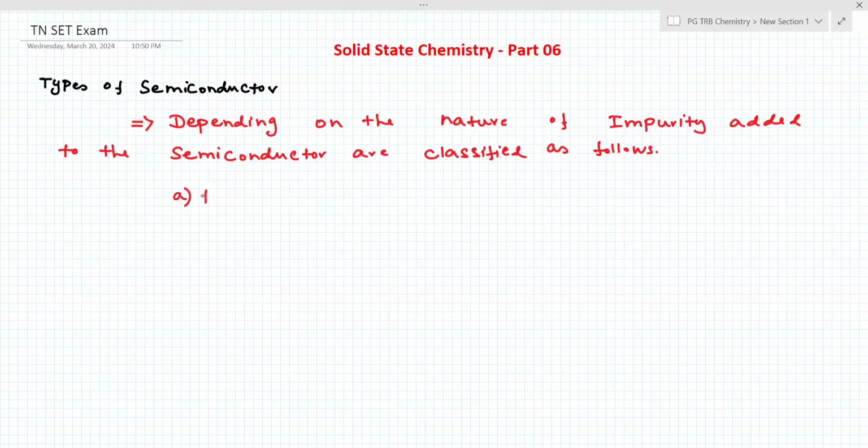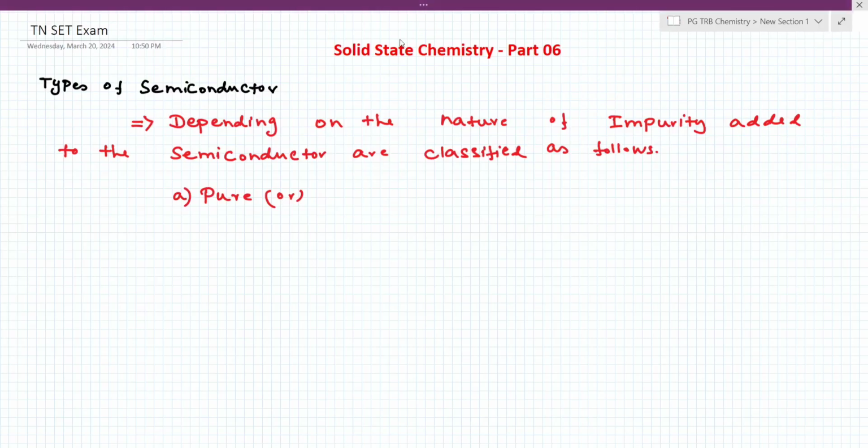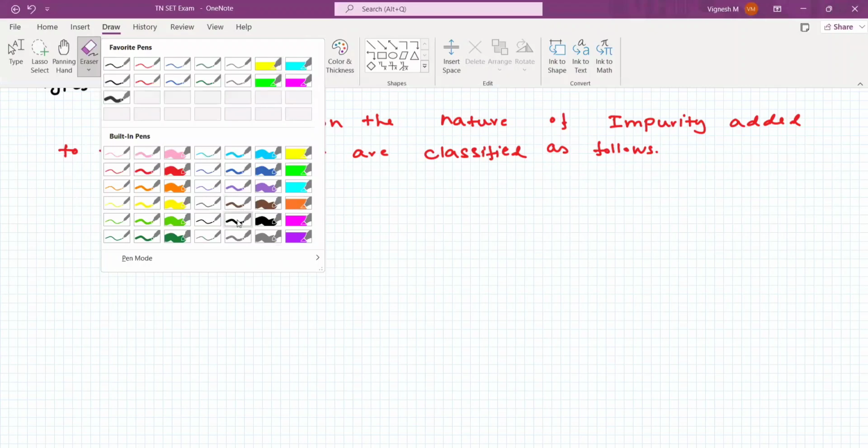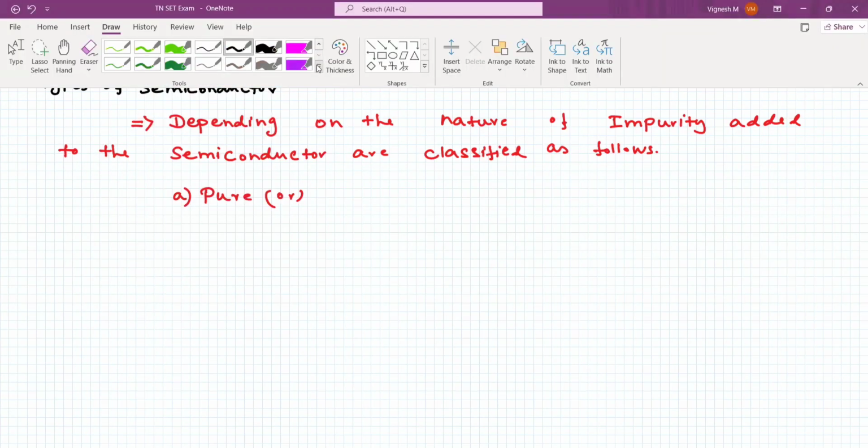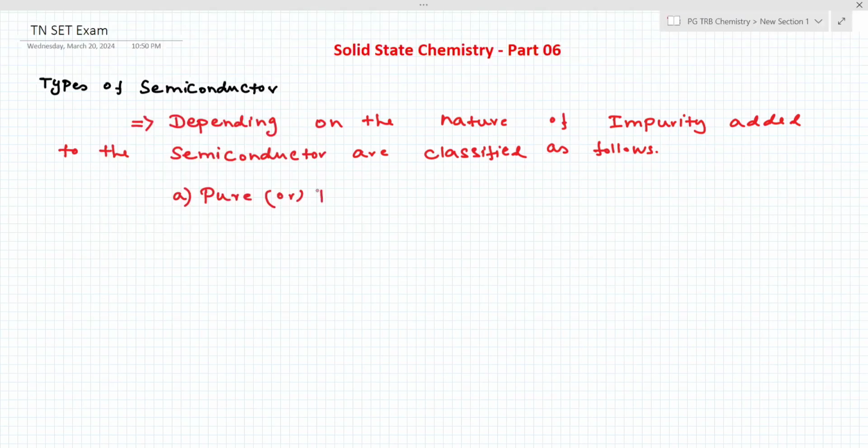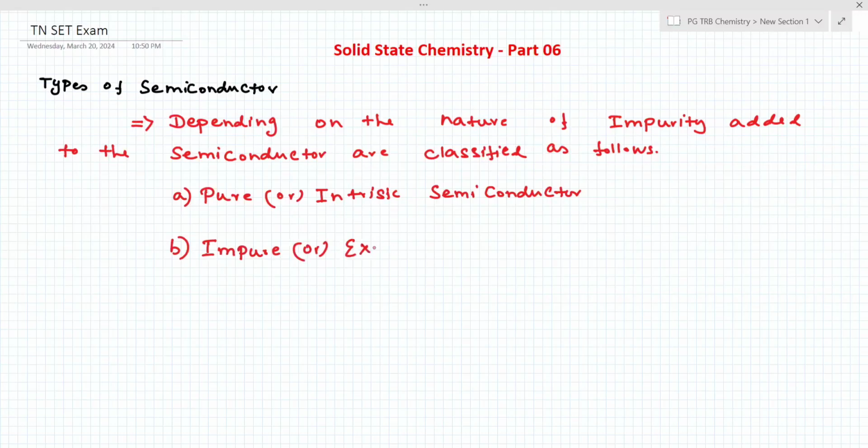First one is called pure semiconductor, and some people call it intrinsic semiconductor. Second, impure, or we call it extrinsic semiconductor.